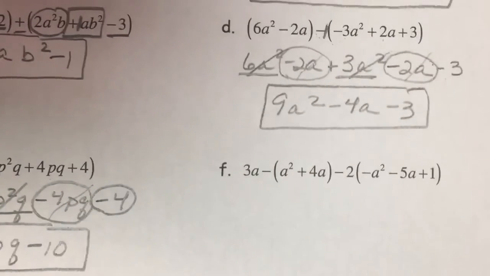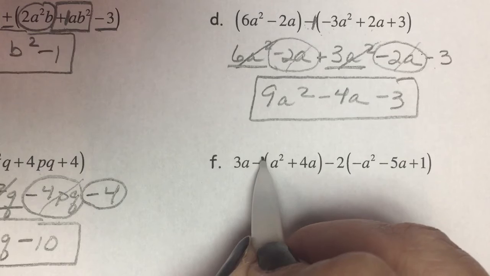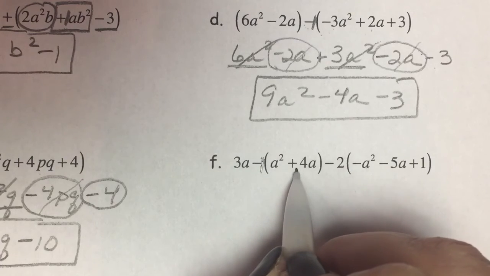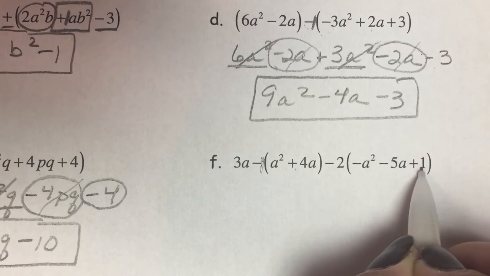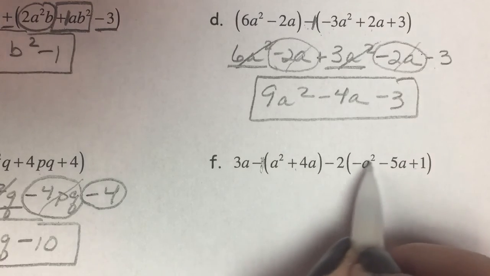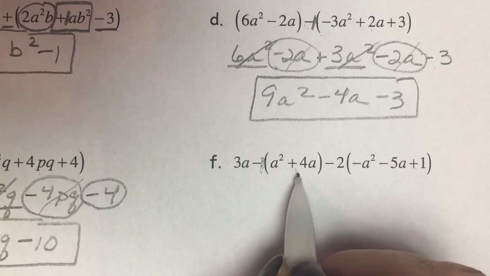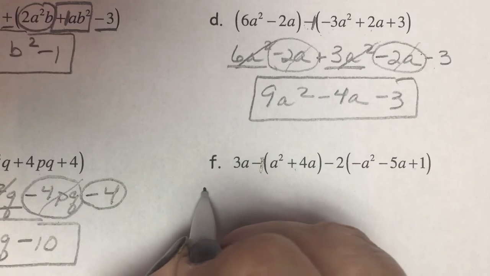Okay, let's go ahead and do F. Now notice here, we have this negative 1 to distribute here. And look what we have here. We don't have a negative 1, but we have a negative 2 to distribute. So we have to do that distributing first, because don't forget multiplying comes before adding or subtracting.